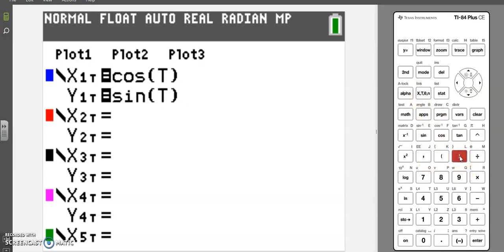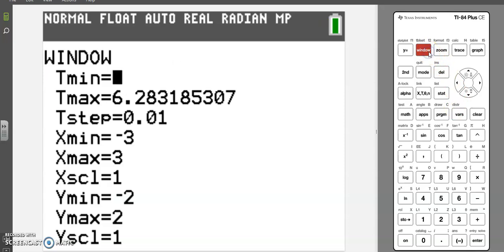And now we have to go to our window and make sure our window is good. We're going to start at t equals 0, and our t max will be 2 pi, which it already was, but I was just typing it in. We're going to make our t-step 0.1, and leave what's up here. X min is -3, x max is 3, -2 to 2 for the y's.